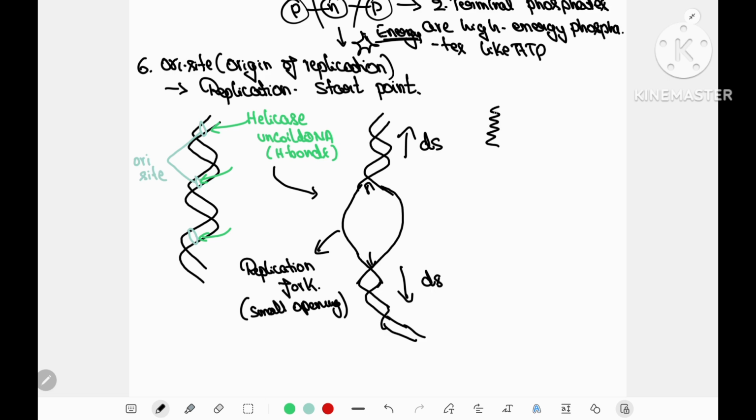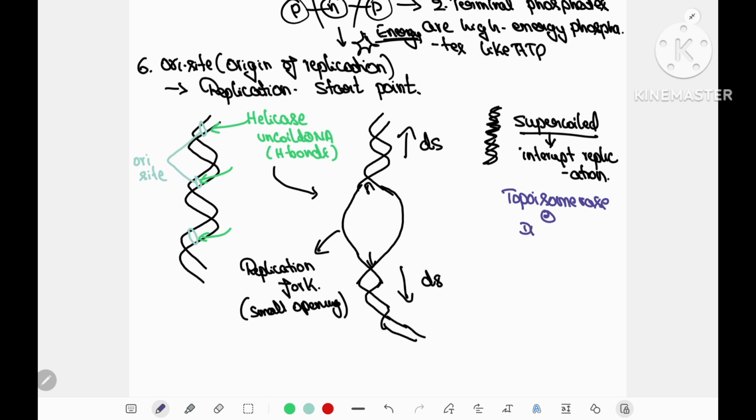And on either side, the DNA is still double stranded. If you could imagine, if we uncoil a thread, a long thread or a rope at one end, then there is a super coiling observed. The same way it happens in the DNA double helix also. Whenever there is an uncoiling, it will result in super coiling in the DNA double helix. And that super coiling may interrupt the process of replication.